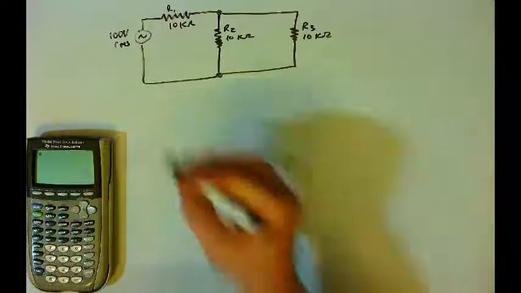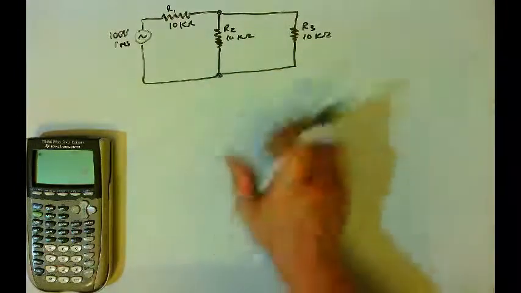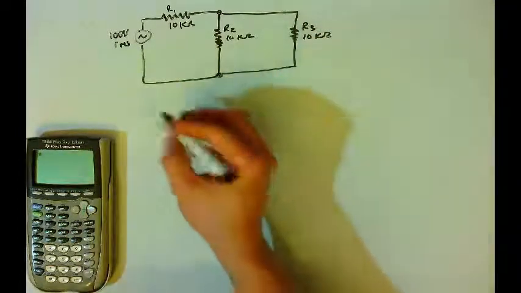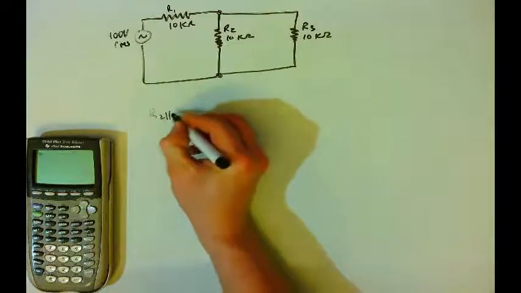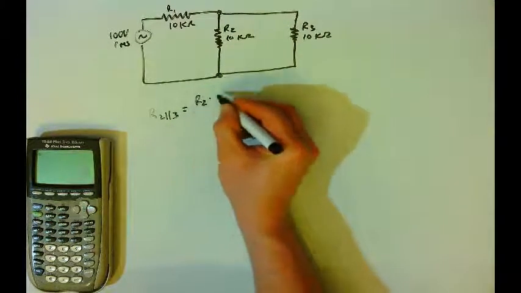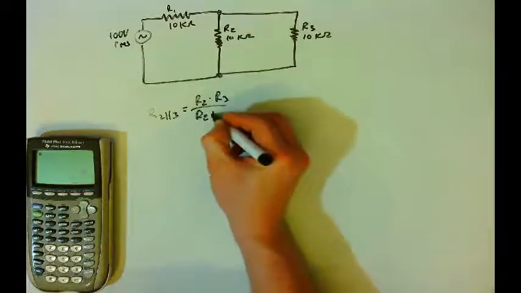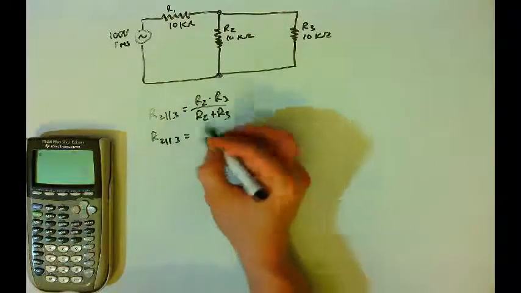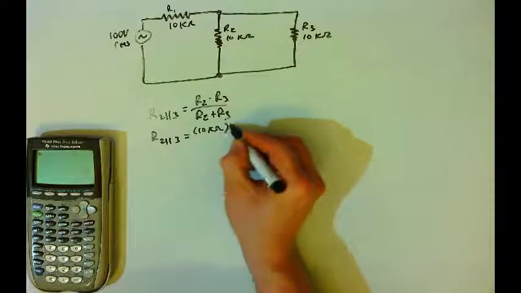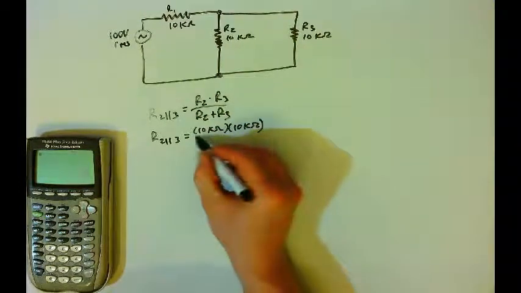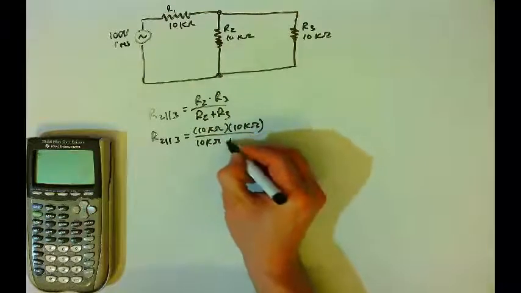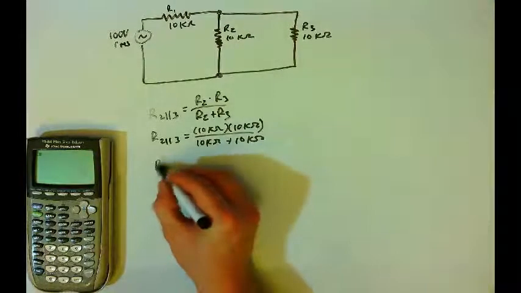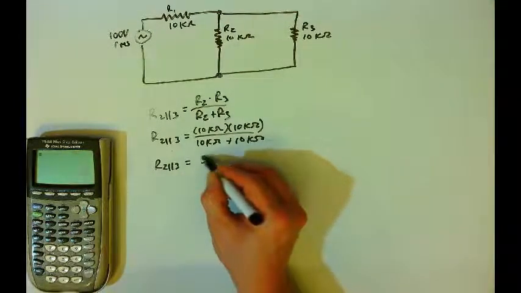And so again, we're going to start by finding the total resistance. And so we need to combine R2 and R3 first. They're farthest from the source. They're in parallel. We will combine those first. And so R2 in parallel with 3 will be R2 times R3 divided by R2 plus R3, product over sum. And so R2 in parallel with 3 will be 10 kilo ohms times 10 kilo ohms divided by 10 kilo ohms plus 10 kilo ohms. And this is the exact same problem that we had in the previous example. R2 in parallel with R3 will be equal to 5 kilo ohms.